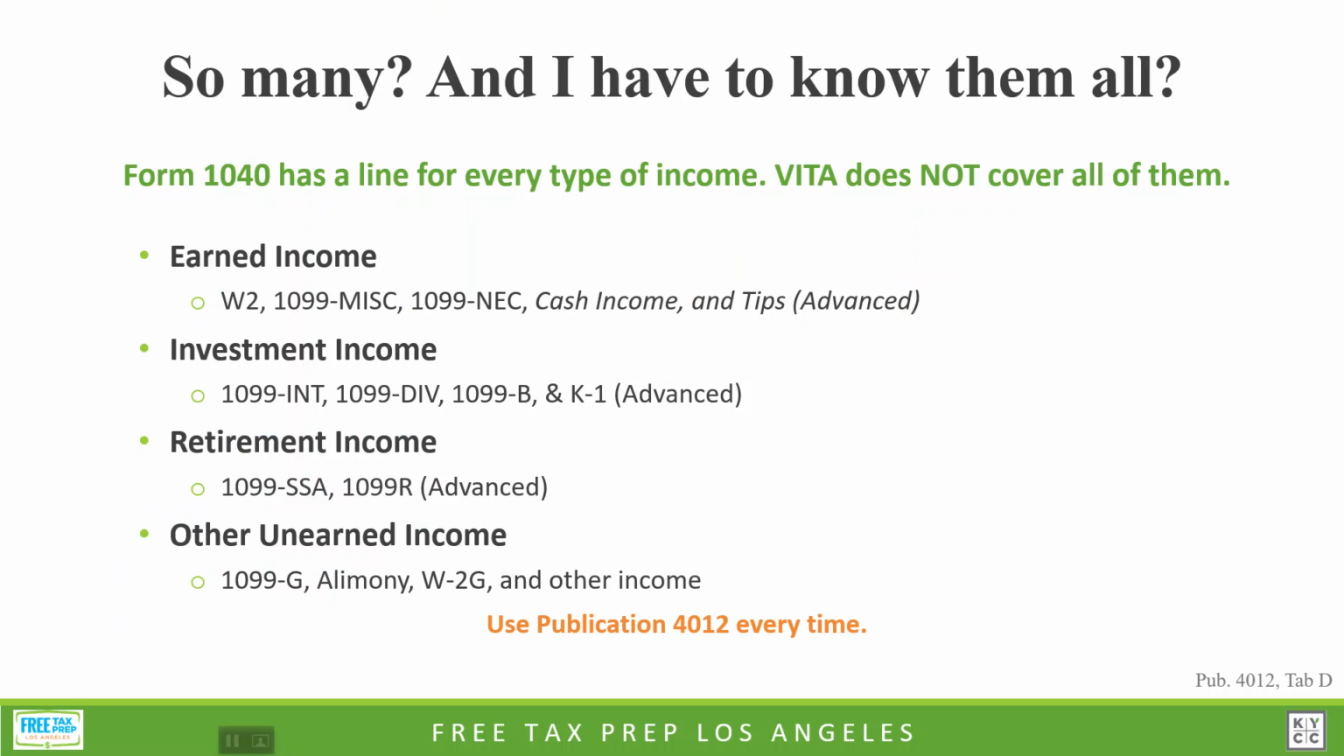For earned income, this will include all the taxable income and wages you get from working for someone else, yourself, or from a business. And it's going to be reported on W-2s, 1099 miscellaneous, 1099 NECs, cash income, and tips. Investment income includes interest and dividends, which are on the 1099 interest, 1099 dividends, and also 1099Bs and K1s. Retirement income includes 1099 SSA, which is the Social Security benefits, and 1099R. Other unearned income is the 1099G for unemployment, alimony, W2G for gambling winnings, and other income.